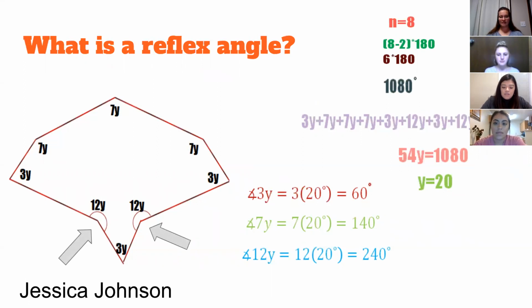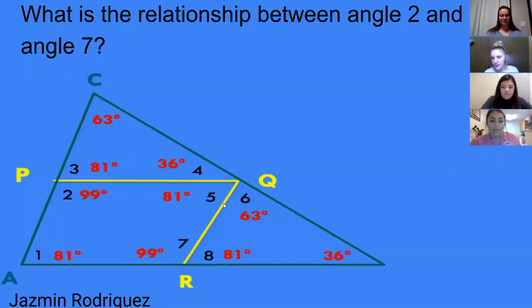You can think of it like this. A reflex angle will be larger than a half circle of 180 degrees, less than a full circle of 360 degrees. As you can see, angle 12y is much wider than angles 3y and 7y.